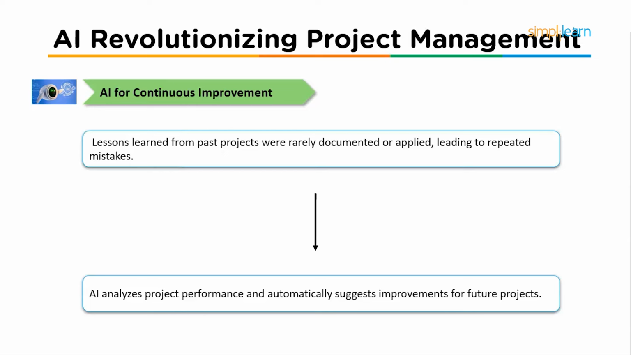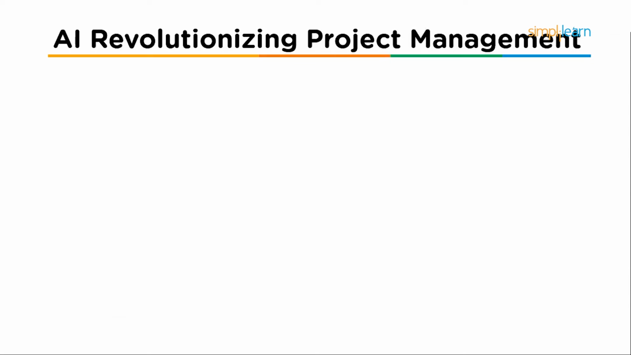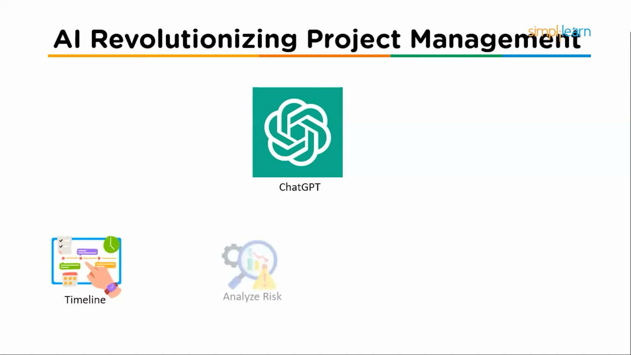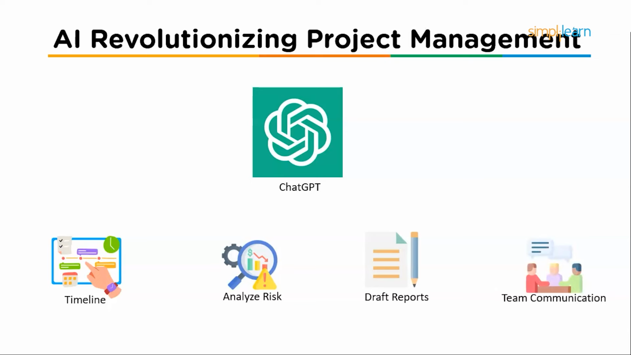Project management used to be a hassle with too many tools for planning, tracking, and communication. But now, ChatGPT is a game changer. Instead of juggling multiple platforms, project managers can rely on ChatGPT to create timelines, analyze risk, and draft reports, and even streamline team communication, all in one single place. So, less stress and more productivity. AI just made project management smarter.